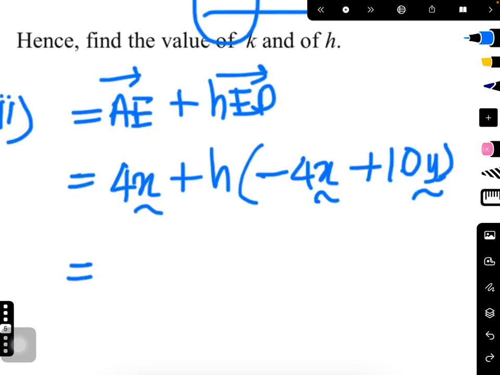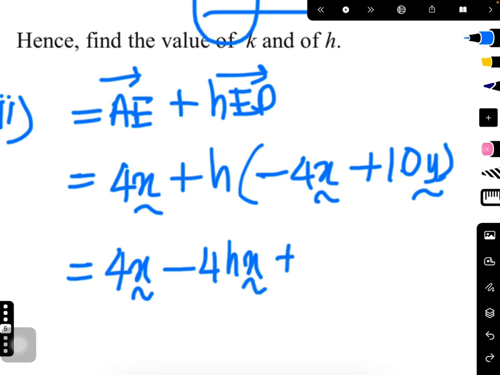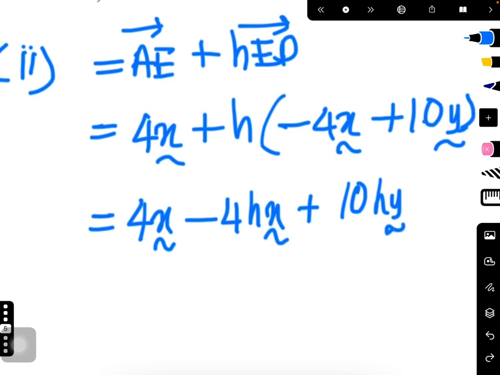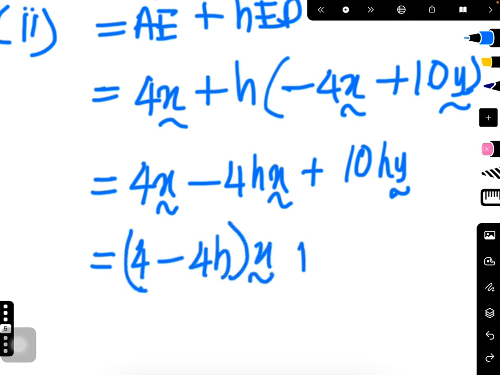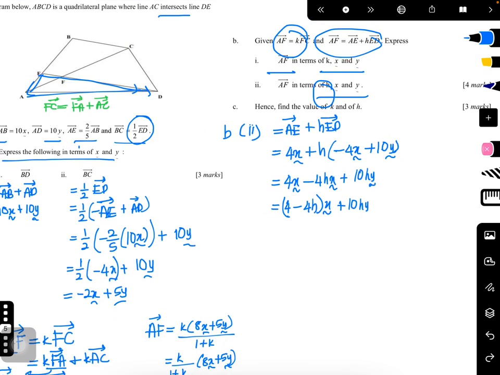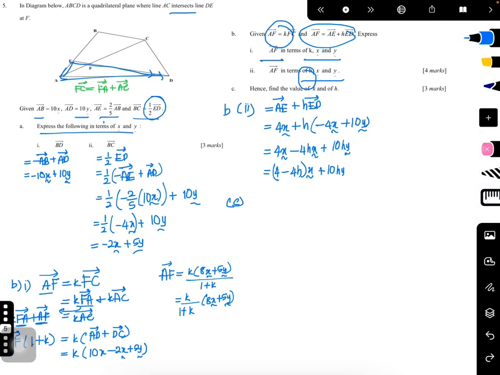So we will get the answer 4x plus negative 4hx plus 10hy. H, we have the same value here, so we can put it outside. We get 4 minus 4h, plus 10hy. Okay, it's done.